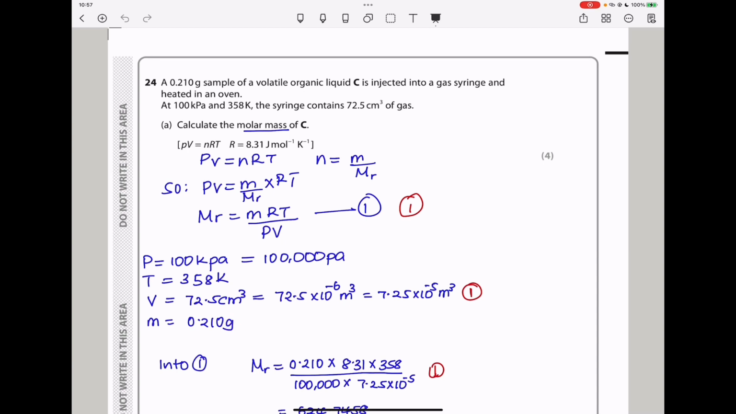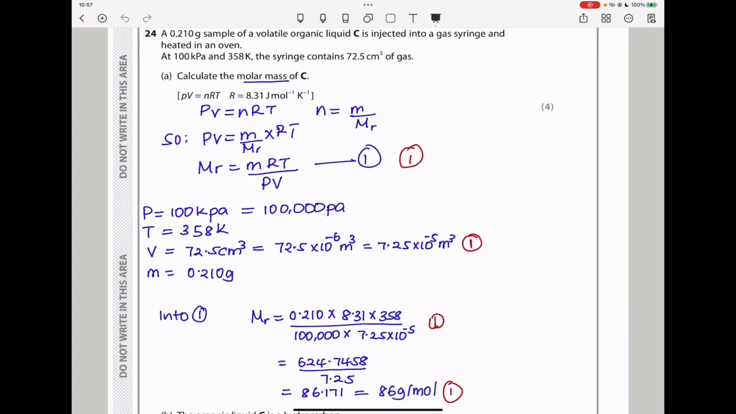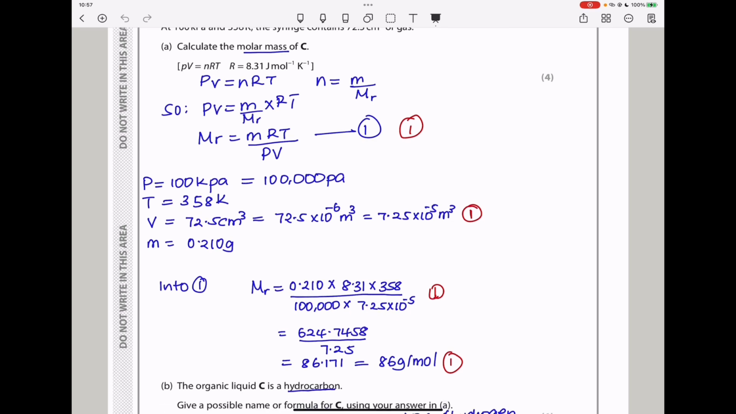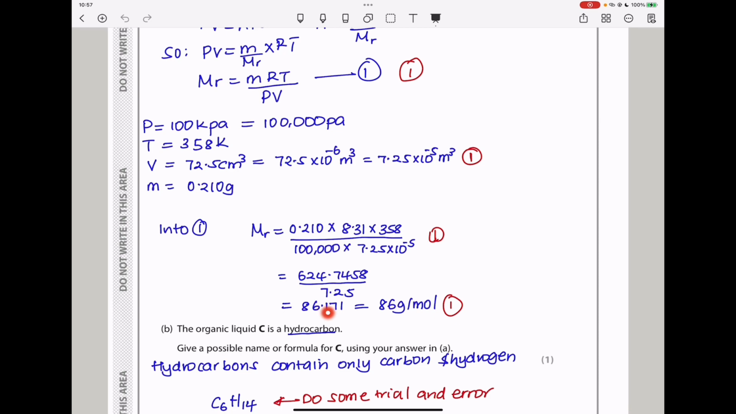So if I have the mass, I can convert the number of moles as mass over molar mass and make molar mass the subject, which gives me molar mass equals mass times R times T divided by PV. Now that I have this formula, I can substitute everything as you see here. So Mr will be 0.21 times 8.31, which is the value for R, times 358, which is the value for T, divided by the pressure times the volume. And when I simplified, I got 86.171, which is about 86 grams per mole.